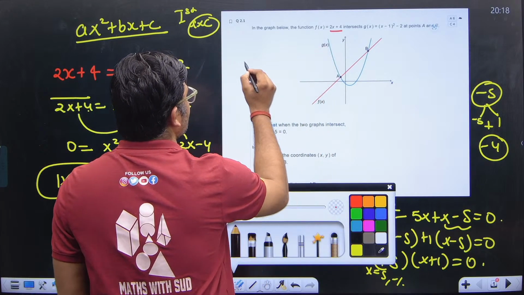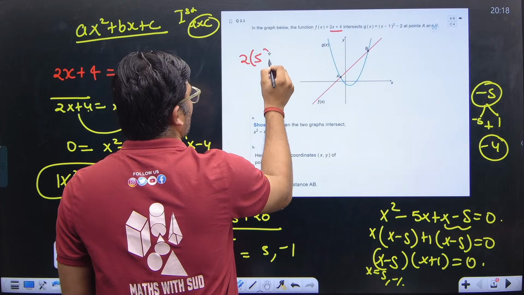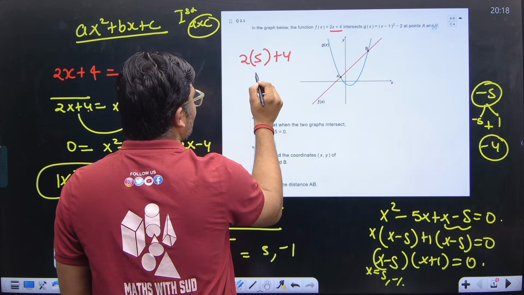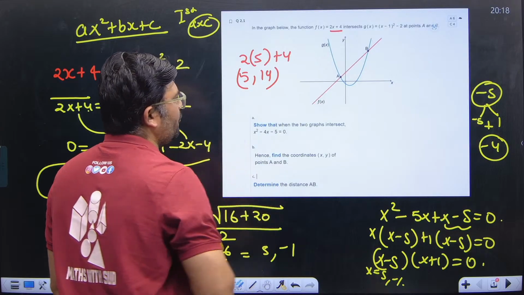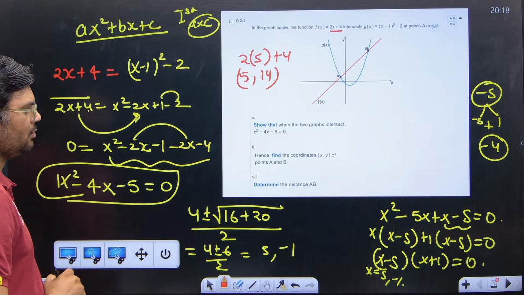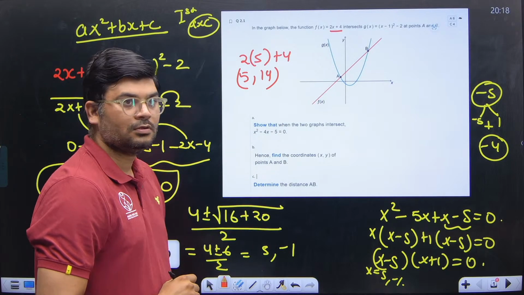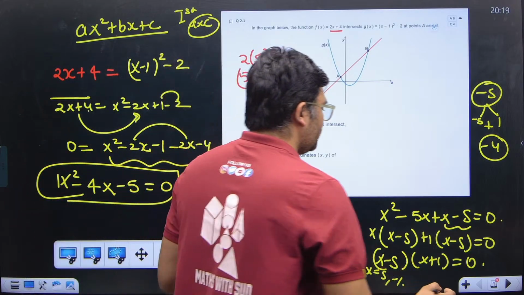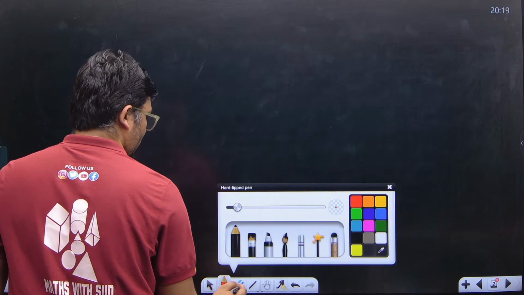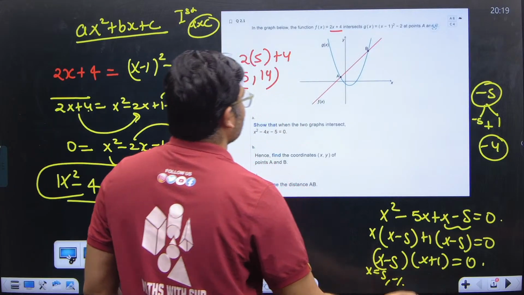So when you put x is equal to 5, what will you get? 2 into 5 plus 4, 14. So one of the points is 5 comma 14. Wait, I don't understand this step. Okay, fine. So you try to understand the whole question. Oh, okay, so you use 2x plus 4. Yes, I used 2x plus 4.